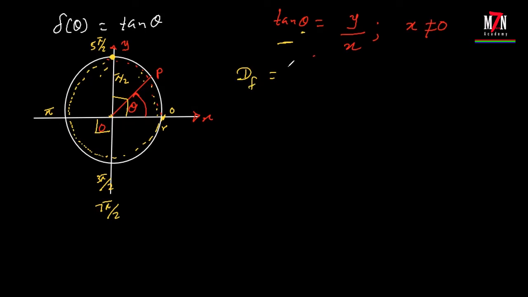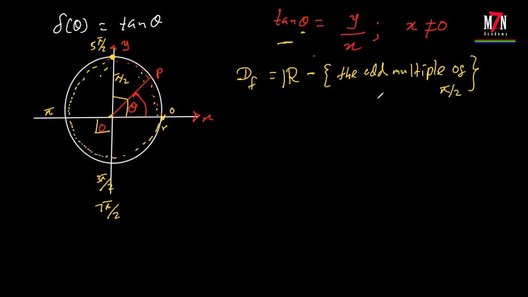So there you can write from the real number set. All the other values are okay, but not the odd multiples of 90. From the real number set, you should subtract the odd multiples of 90. So this will be the domain. Right. Now what about the range?